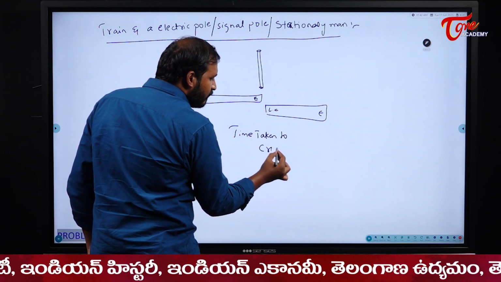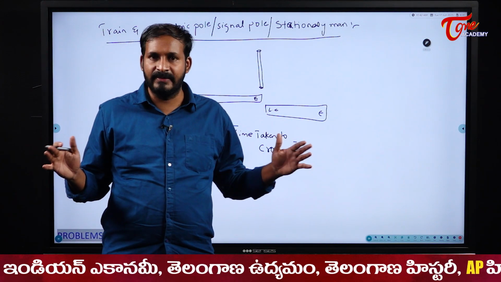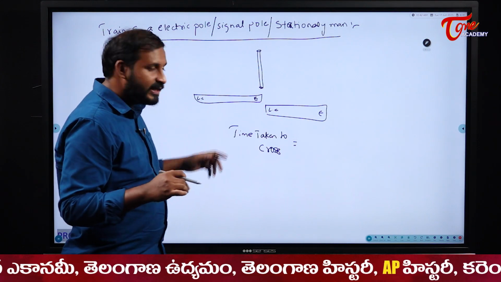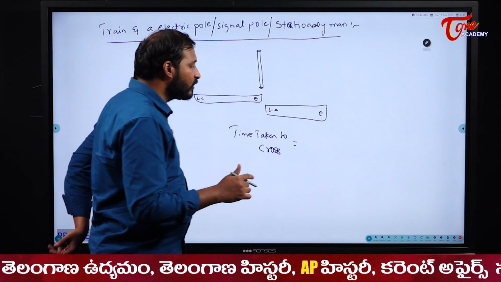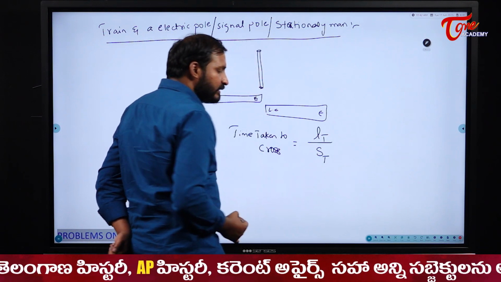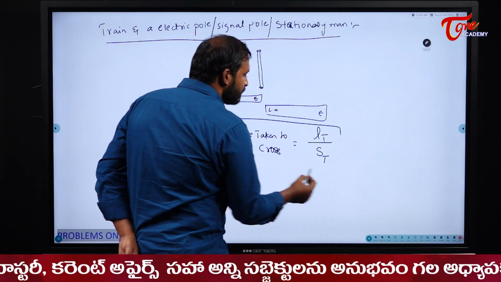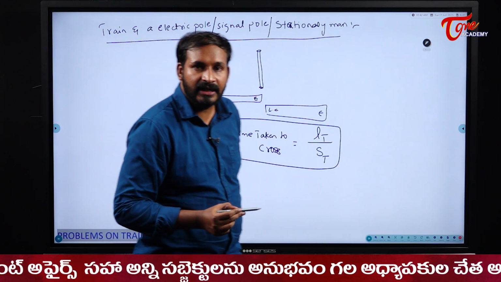Earlier we had the length of the platform, because its length will be in some meters, so we used to consider it. But here we don't have that length. So time taken to cross will become what in this case? Length of the train by speed of the train.